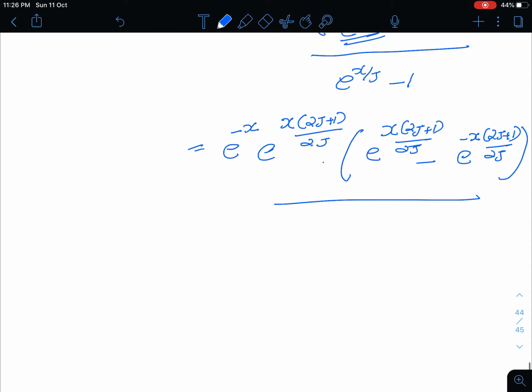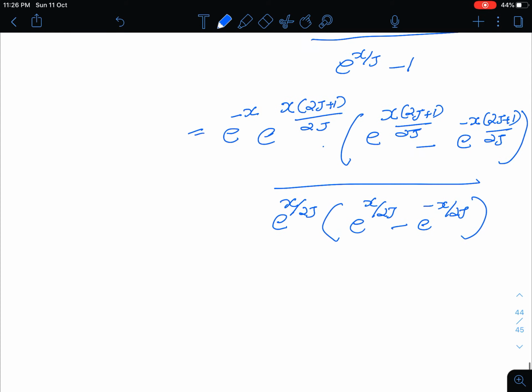You might have understood by now why we do this. Okay, similarly from the bottom also we take half. So that is e raised to x by 2j, e raised to x by 2j minus e raised to minus x by 2j. Good. Now you consider these two terms. First consider this term e raised to minus x, e raised to x (2j) by 2j. What is 2j by 2j? It's gone. So e raised to x and e raised to minus x get cancelled. So what remains is e raised to x into 1 by 2j, so the entire terms get cancelled.